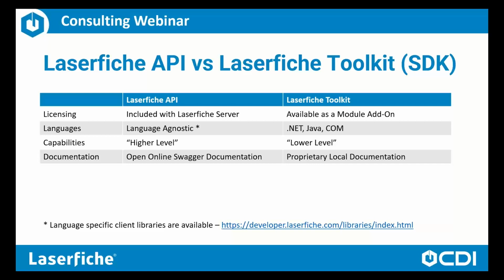And finally, the Laserfiche API provides open online Swagger documentation. So you can view that API documentation for Laserfiche Cloud or for your self-hosted API at any time, whereas the Laserfiche Toolkit provides a proprietary locally installed documentation file, and that documentation is not allowed to be distributed.